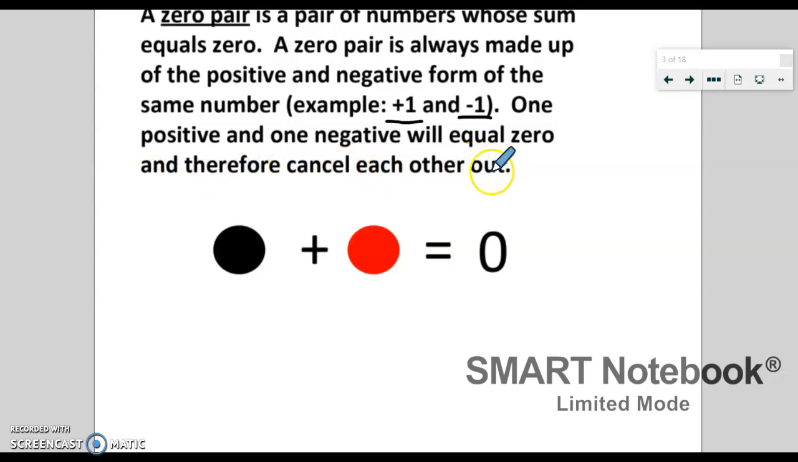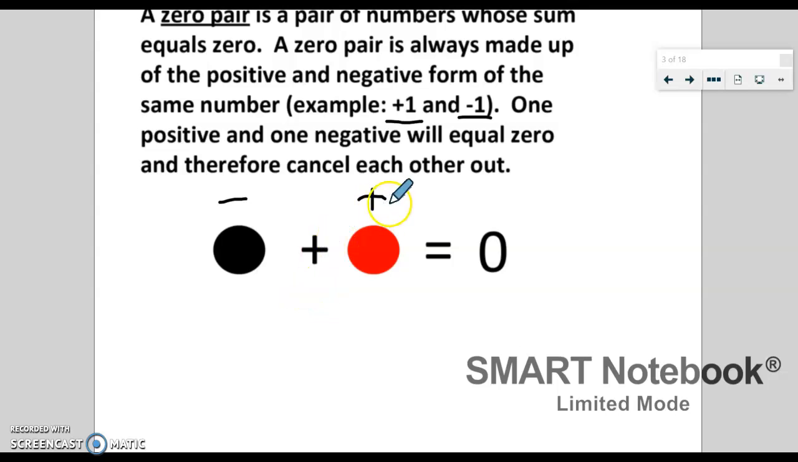So we're going to see a couple different forms of adding here, in terms of a number line and in terms of these chips. These chips are the circle dots you see. Red is going to be positive, and I'm also going to use the plus sign and negative sign. The black is going to be negative. So here's an example of the +1 and -1.